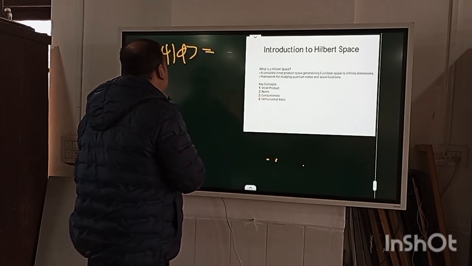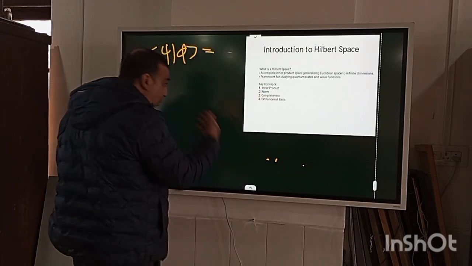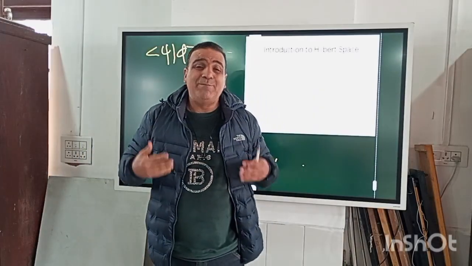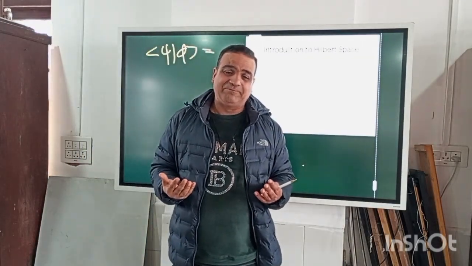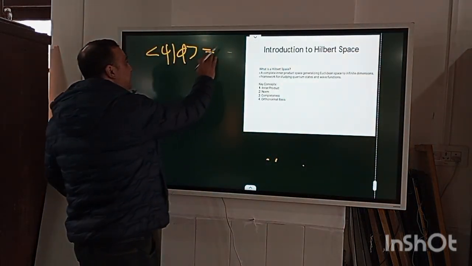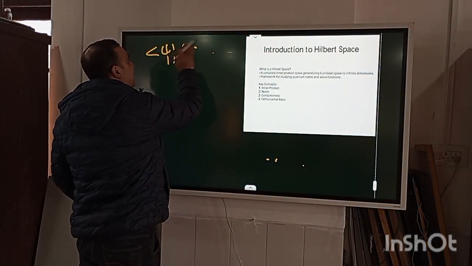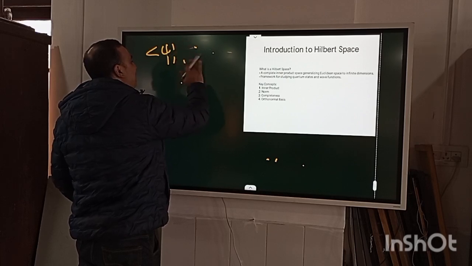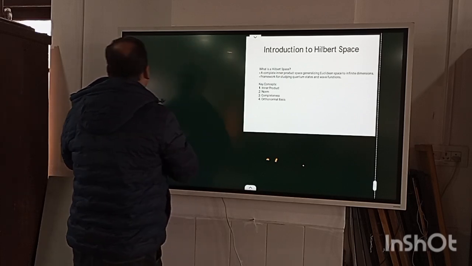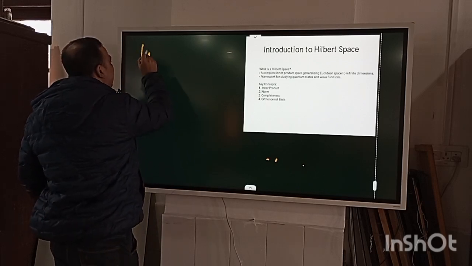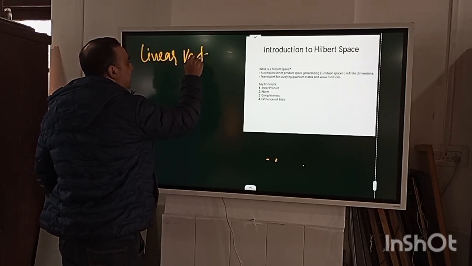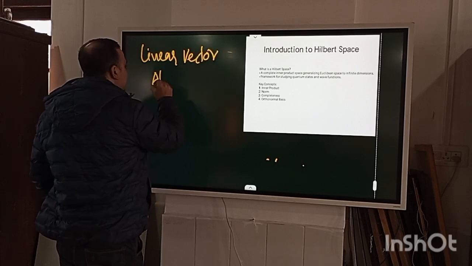And the fourth important thing is the orthonormal basis. But before these four important conditions that can build a mathematical Hilbert space, the very first requirement for a space to be a Hilbert space is that it should obey linear vector algebra.